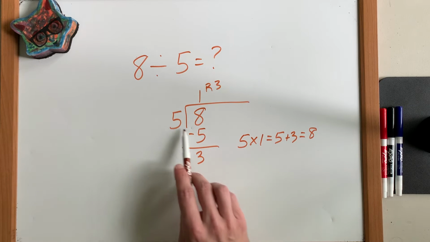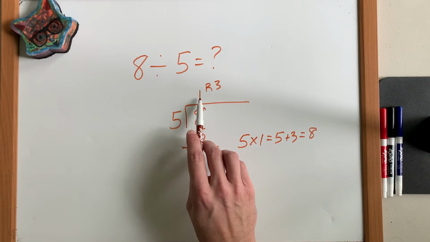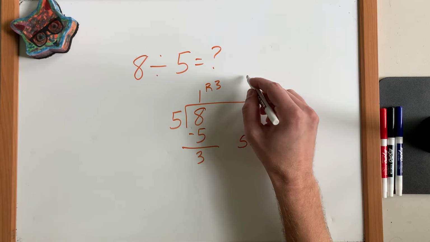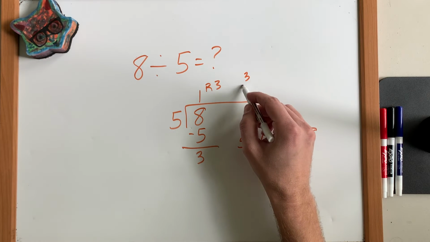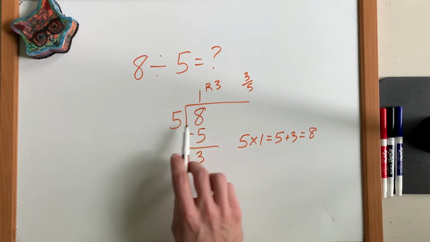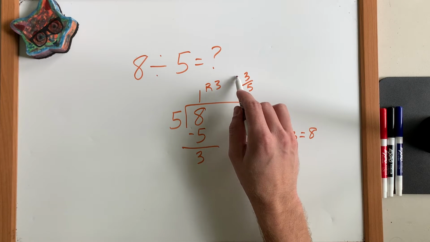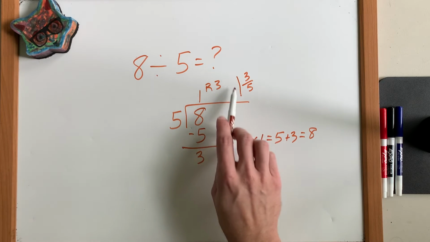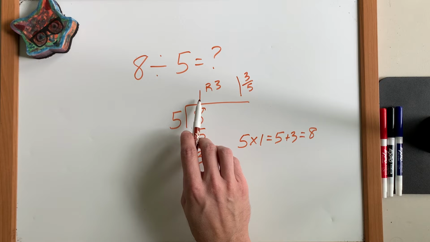And then the other way that we can write this, if we wanted to do a fraction, we have one whole, but then our remainder is 3. 3 what? 3 divided by 5. We've been dividing by 5 in this problem, so the remainder is divided by 5, just like the 8 was. And so as a fraction, this problem is 1 3/5, which is just a different way of writing 1 remainder 3.